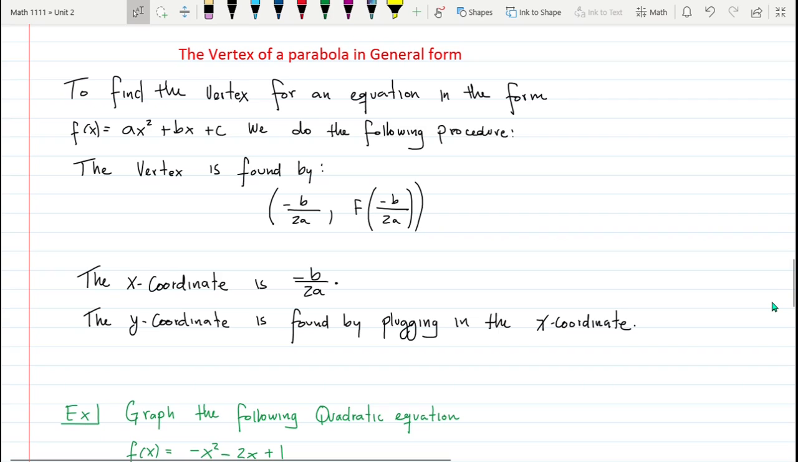The next thing that we want to talk about is finding the vertex of a parabola.